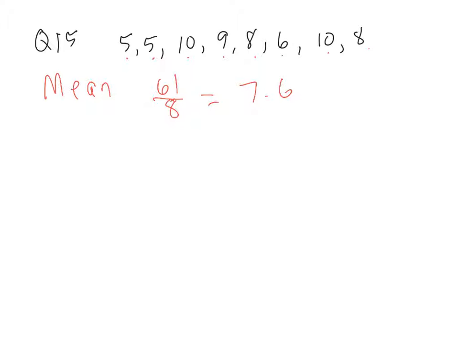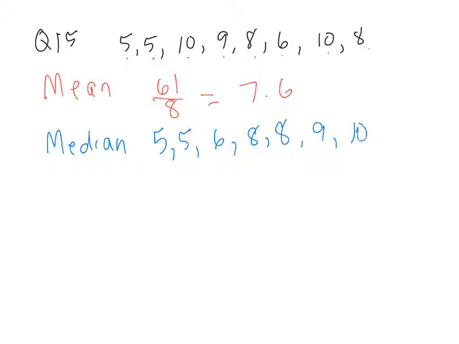To find the median, again, we're going to put them all in order. We have 5, 5, 6, 8, 8, 9, 10, and 10. To find the middle number, I'm going to mark ones off on either side until I get to the middle. I realize the middle is 2 8s, so the median is 8.